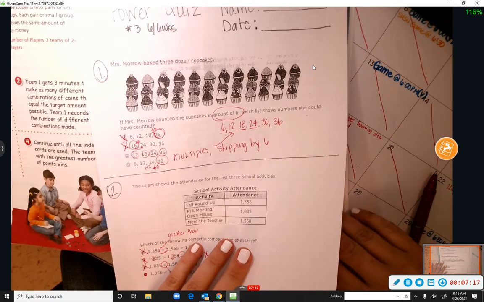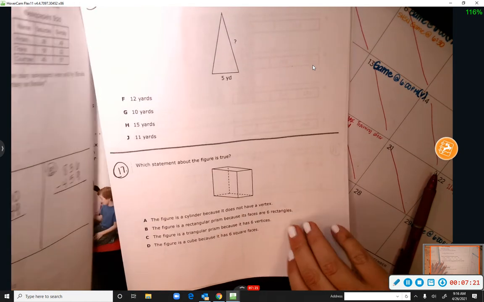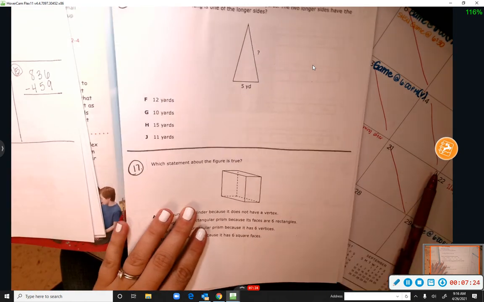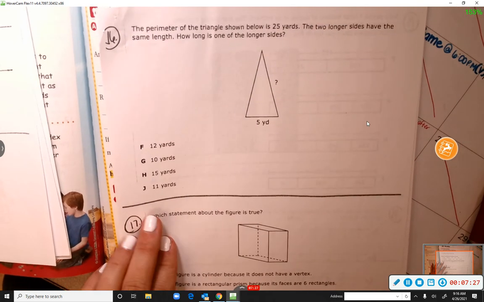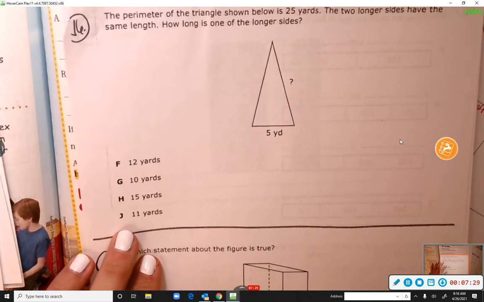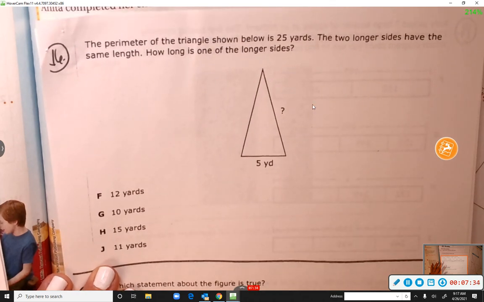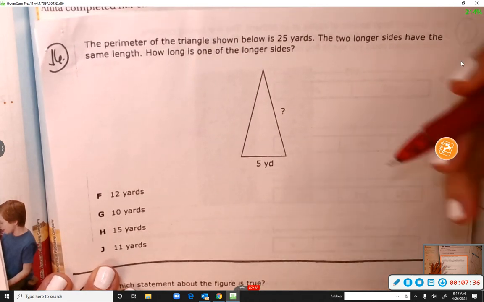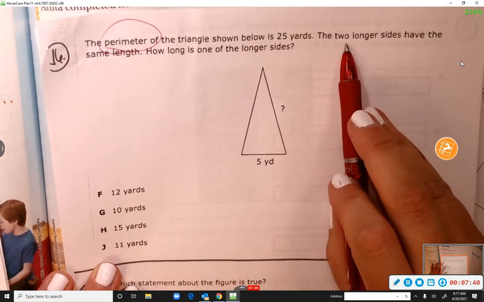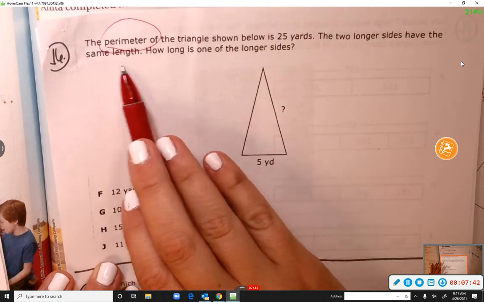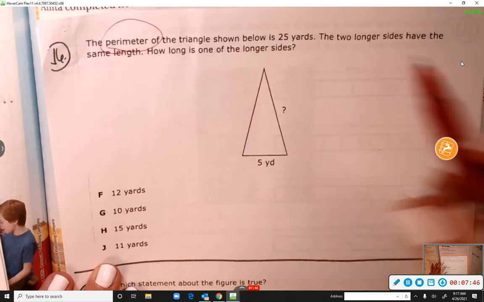16. 15. Oh yeah, 16 was a hard one. Kind of hard, but kind of not. If you can remember perimeter, the perimeter of the triangle shown below is 25 yards. Okay? The two longer sides have the same length. How long is one of the longer sides?